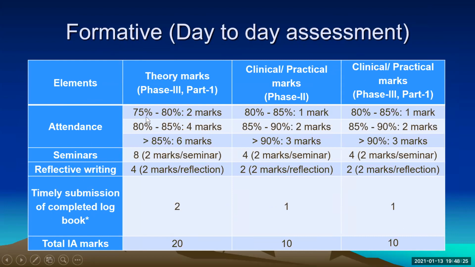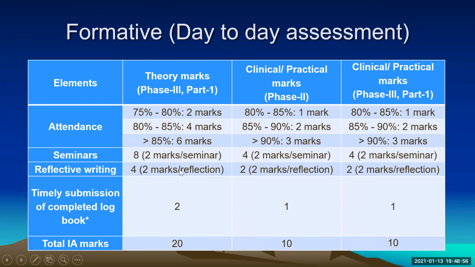Now see, 75% attendance is mandatory to appear in the university. So if a child is getting less than 75%, he will not be eligible. So between 75 and 80, we can give 2 marks, 80 to 85, 4, more than 85%, 6 marks. So increasing the marks will also encourage the student to attend the classes regularly, and maybe it improves the attendance percentage of the child also. Then seminars, we can give 2 marks per seminar. So total can be 8 marks for that.